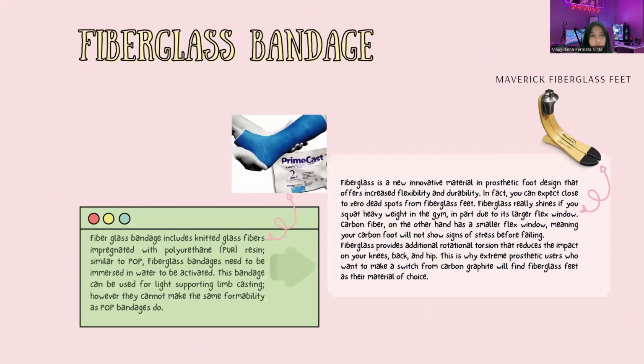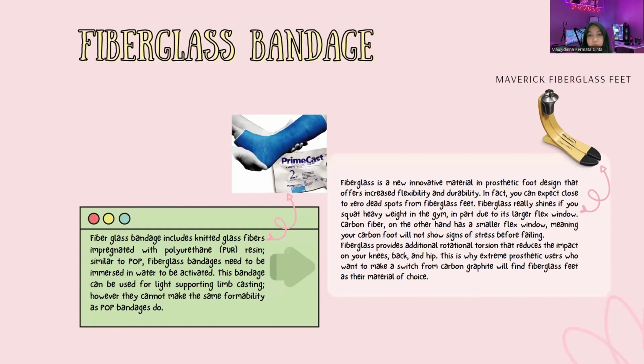The next material about fiberglass bandage in P&O. Fiberglass bandage include knit glass fiber impregnated with polyurethane or pure resin, similar to POP. Fiberglass bandage needs to be immersed in water to be active. This bandage can be used for light supporting limb casting. However, they cannot make the same formability as POP bandage do. This is picture about fiberglass bandage.